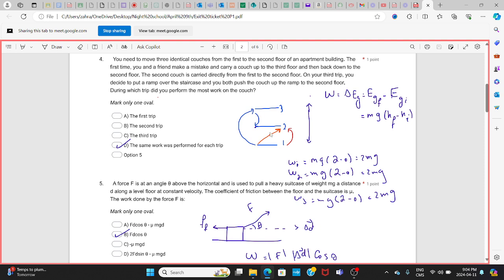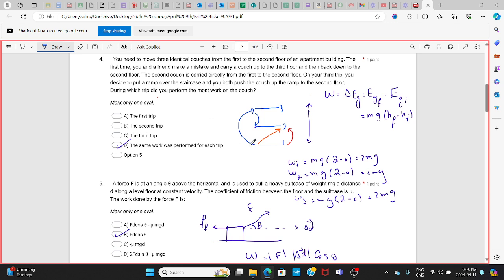Third trip, you make a ramp from first floor to second floor and you carry that on. Let's see, during which trip did you perform the most work? When you're talking about the work, it doesn't matter what you do, you just look at the initial and final position.